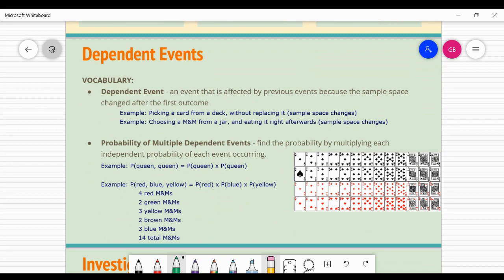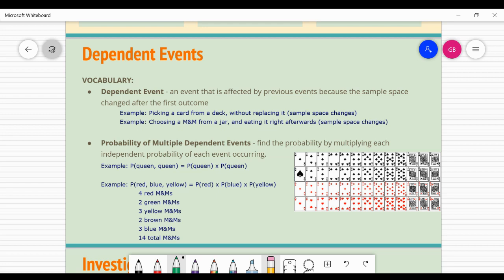Dependent events. This is an event that is affected by the previous event because the sample space changed after the first outcome. So some examples are going to be from picking a card from a deck without replacing it. So if you do not replace the card, it changes the sample space. Or choosing an M&M from a jar and eating it right afterwards. When you pick another M&M, your sample space changes because you just ate one of them.